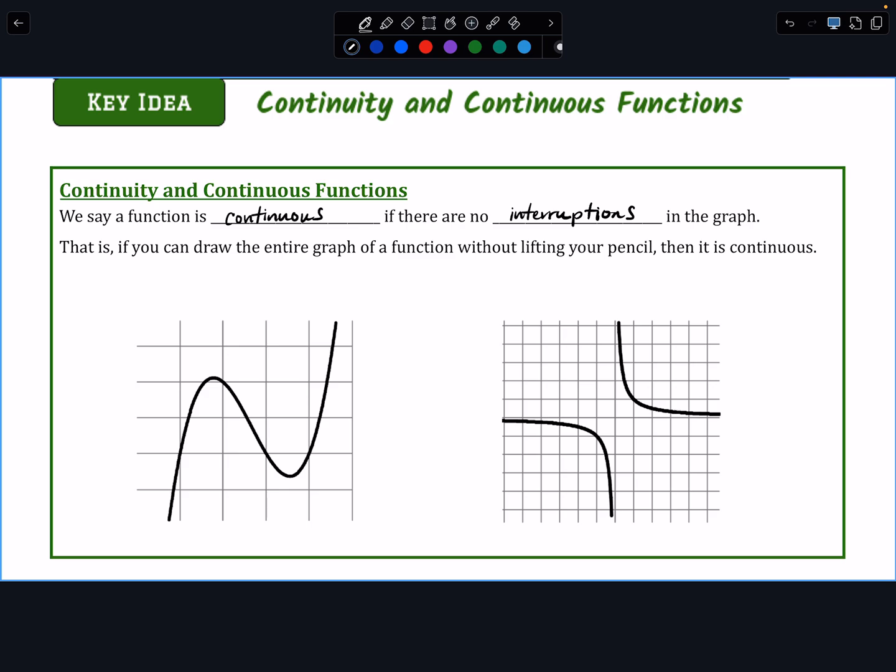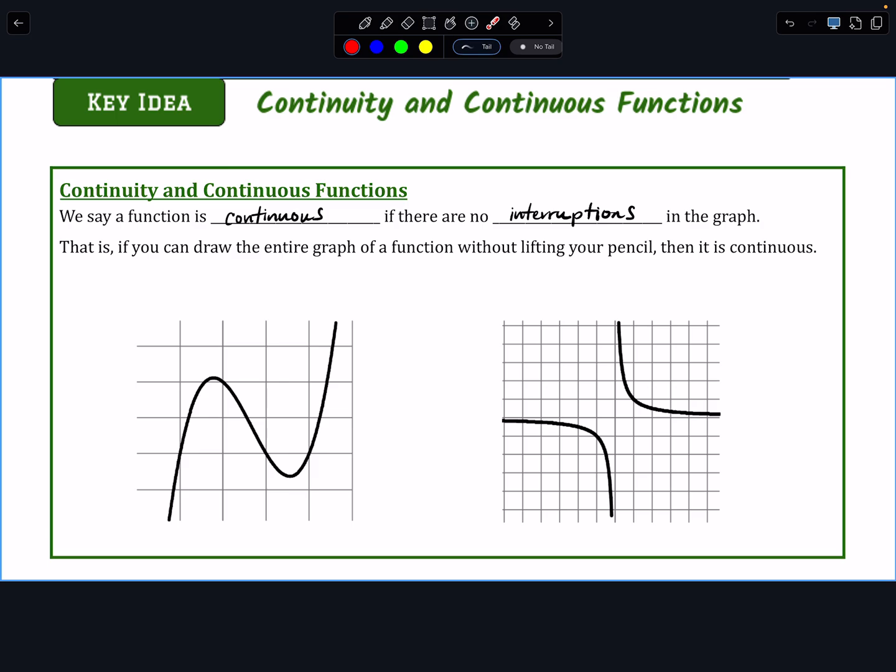Okay? If you can draw a graph without lifting your pencil, it's continuous. So if you guys agree, if I draw this graph, I can successfully draw this graph without lifting my pencil. Okay? But right here, what does this graph have right here that's not actually drawn in? An asymptote. So if I want to draw this graph, I could draw this part, but you guys agree I'd have to lift my pencil up to get to the top, right?